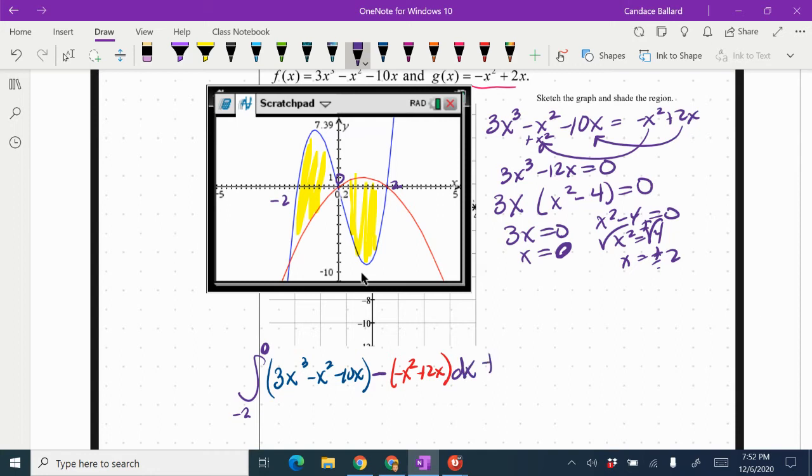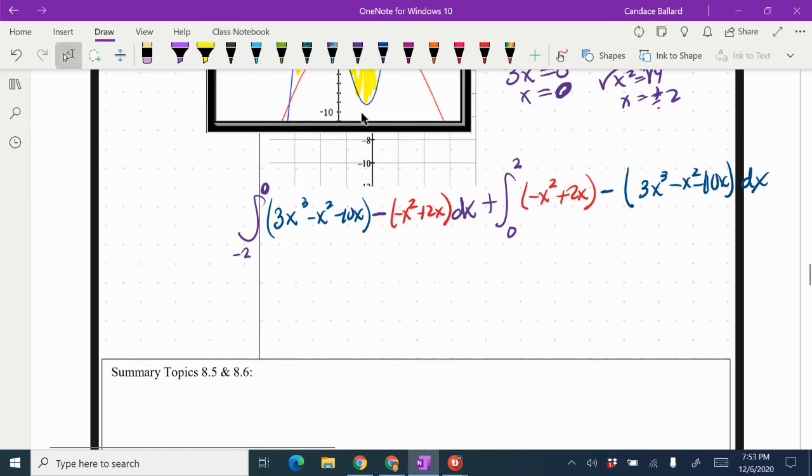And then we have to add that to the integral from 0 to 2, and now the red curve is on the top. So I'm going to say from -x squared plus 2x. And then, of course, we always subtract the blue curve, which is 3x cubed minus x squared minus 10x dx.